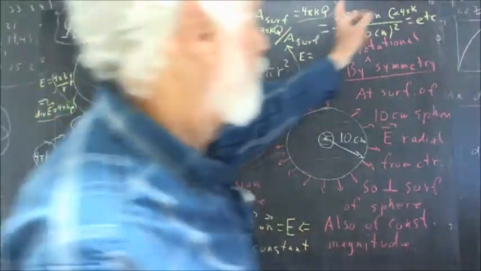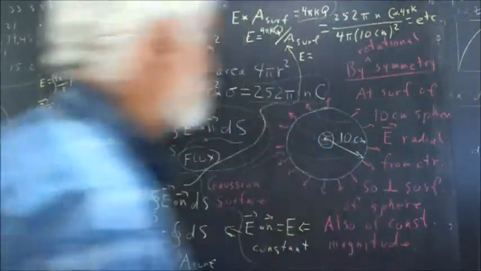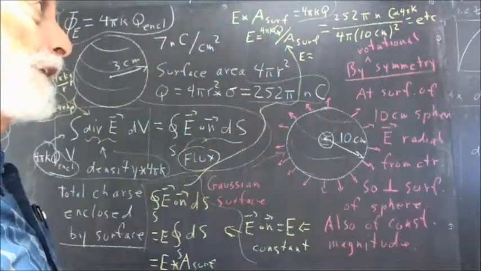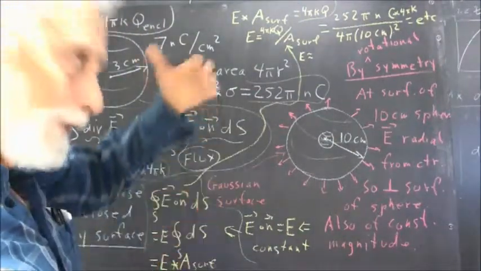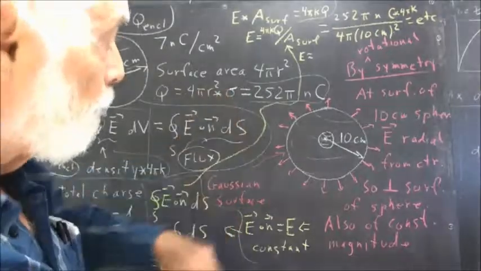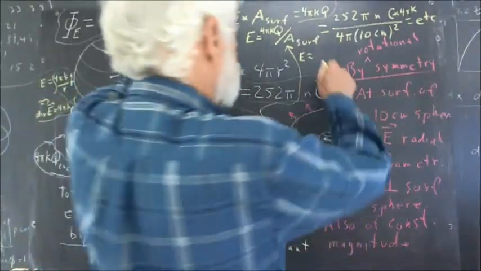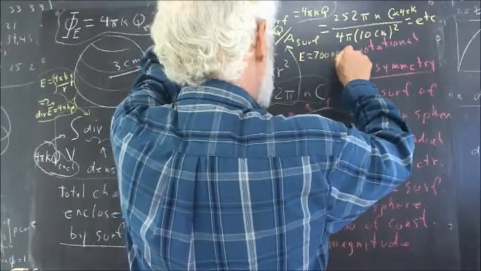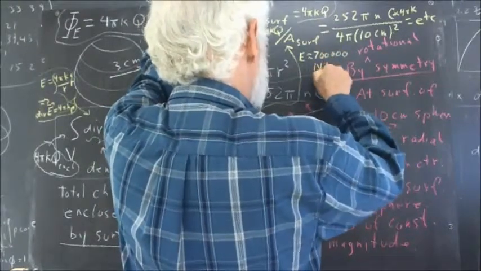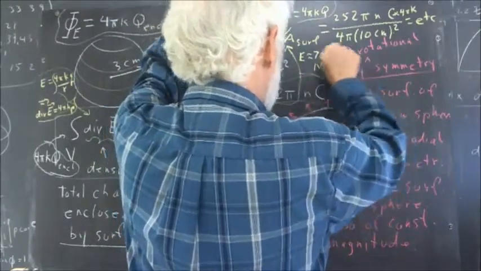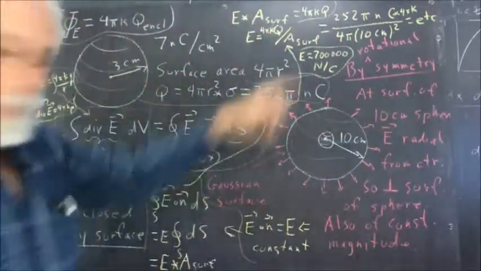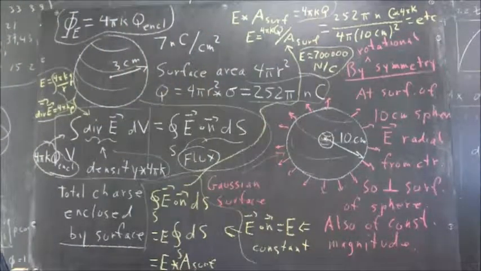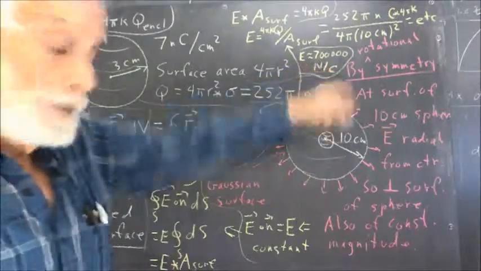And then we still got that 9 there. Multiply 80,000 by 9, we get about 720,000. The 800 was a little high, so 720,000 is a little high. So I'm going to say this is about 700,000 newtons per coulomb. You can entertain yourself by verifying or invalidating that solution.